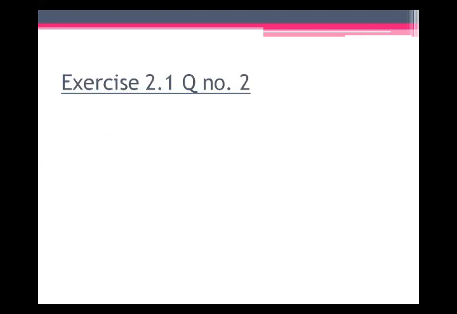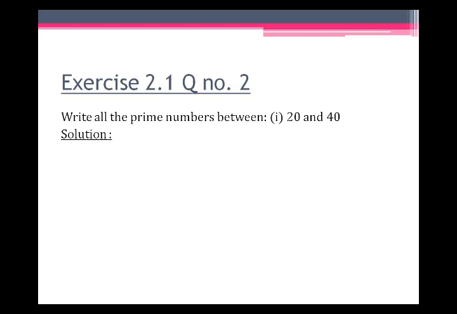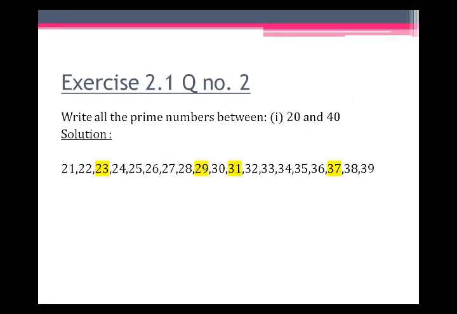Okay students, here we start our exercise. Exercise 2.1, question number 2. Write all the prime numbers between 20 and 40. First of all, we start the solution and write all the numbers between 20 and 40. The numbers are from 21 to 39, because they told us to write all the prime numbers between 20 and 40. As you see, students, I wrote all the numbers and I highlighted some numbers.